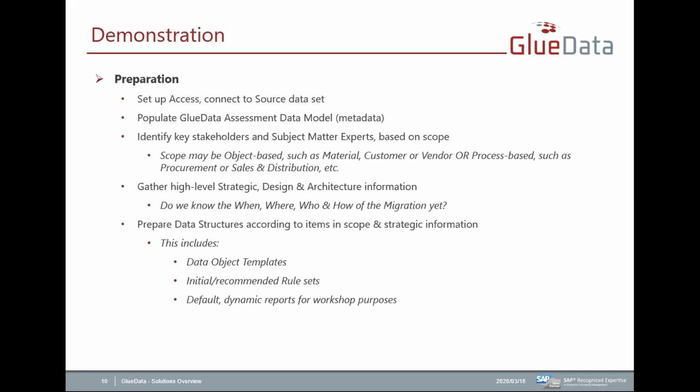We gather high-level strategic design and architecture info. We need to know the when, where, who, and how of the migration. If it's not known, as I said, it's not a train smash. We can already get a lot of value out of just doing the assessment based on industry standards, standard business practice, etc. We then prepare those data structures according to the above information we've gathered. It includes our templates, initial rules. As I mentioned, we have a large rules repository we can reference. There are default and dynamic reports that we use for workshop purposes, and the list goes on.